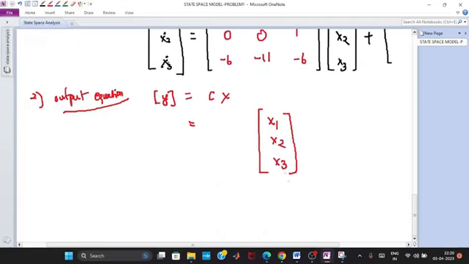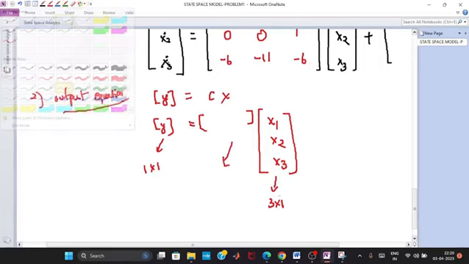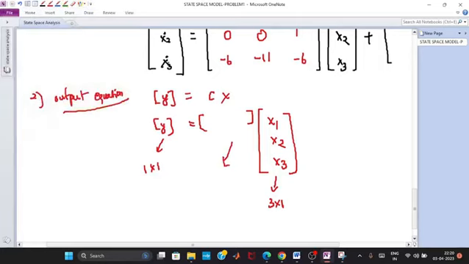Since it is a 3 cross 1 matrix and this y is a 1 cross 1 matrix, if you want to get this matrix to be 1 cross 1, any idea what could be the size of this particular matrix C? I am going to write it over here. Any idea what should be the size of C? Obviously, that is 1 cross 3. So 1 cross 3 into 3 cross 1 will be 1 cross 1.